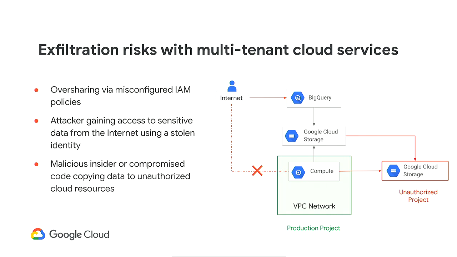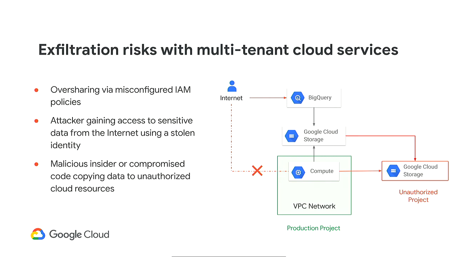So let's look at what the risk models are over here for multi-tenant services. We talked about oversharing using IAM policies. That is consistent and not a new thing that is specific to multi-tenant services. The same thing about stolen identities, again, it's not specific to multi-tenant services. But what's new here, really, is how data can be exfiltrated by a malicious insider or a compromised code.